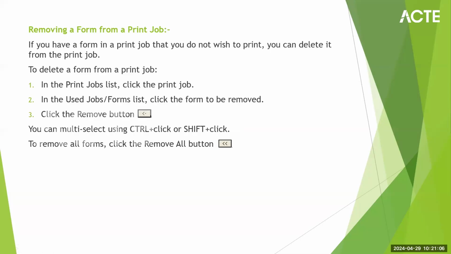Removing a form from a print job, not a print job. If you have any form in a print job that you do not wish to print, you can delete it from the print job. Suppose you have created a form earlier, and you don't want that form to be displayed on the UI in the particular print job. In that case, to delete a form from the print job, in the print job list, click on the print job where you added it. In the print job forms list, click on the form to be removed. So, the form name that you want to remove, click on that particular form and click on the remove button. And you can multi-select using control click or shift click. Suppose you have more forms, then you can use control click, select the forms you want to remove and click on the remove all button.